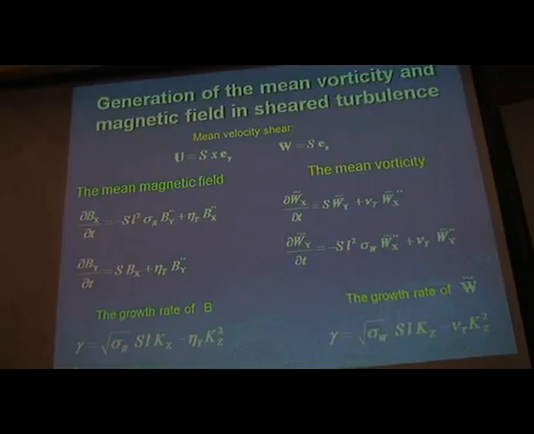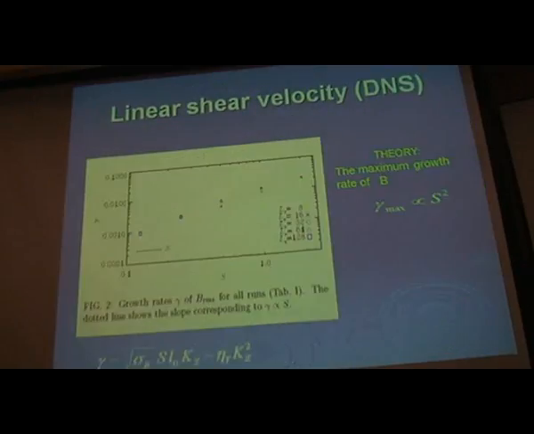Okay. Bad news. Theory predicts, this is the growth rate. It's easy to understand that according to theory, the maximum growth rate should scale as s squared. What we observe here is a linear scaling of the growth rate with the shear number. This is the first point.